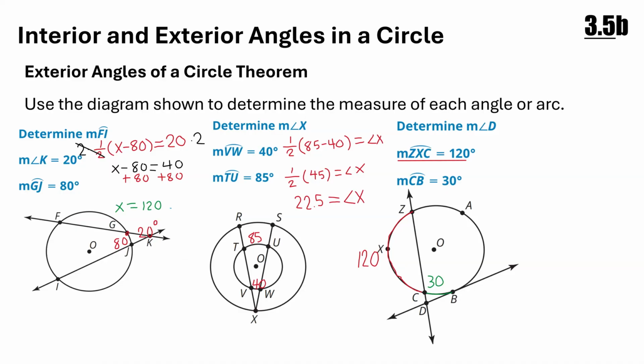To find the measure of arc ZAB, first you need to understand that a circle is 360 degrees, and that arc ZAB is the rest of the circle. This means arc ZAB equals 360 minus 120 and 30. 360 minus 120 and 30 is 210. So arc ZAB equals 210 degrees.